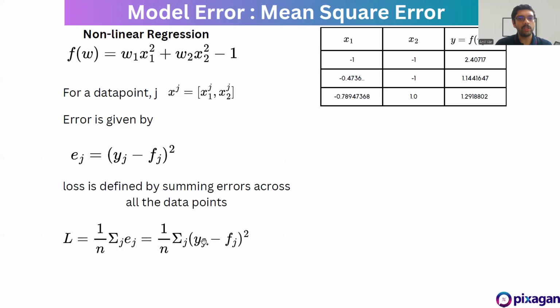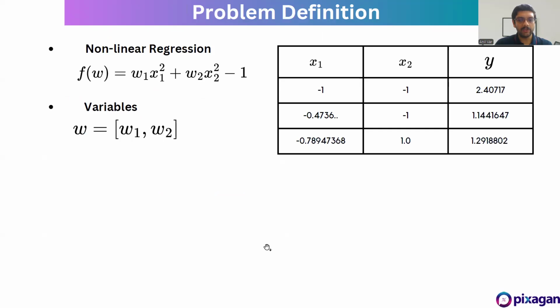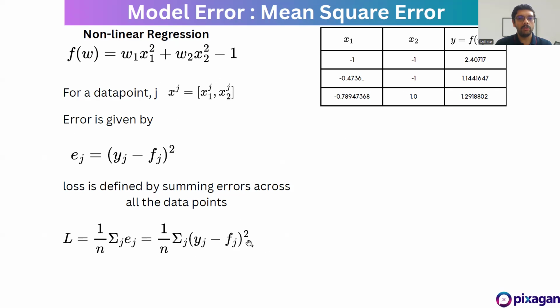So what you will do is you'll say, okay, for data point 1, I'm going to take y1 minus f1. I'm going to square it. Then I'm going to say plus y2 minus f2 square plus, and so on. I'm going to do that for all my data points. Let's say there are 200. So I'll do it for all 200, and then I'll divide that by 200.